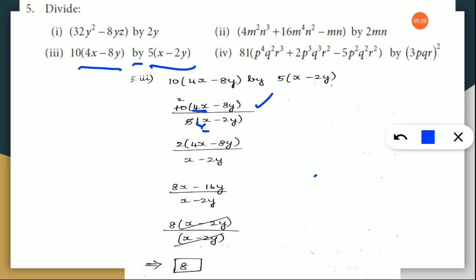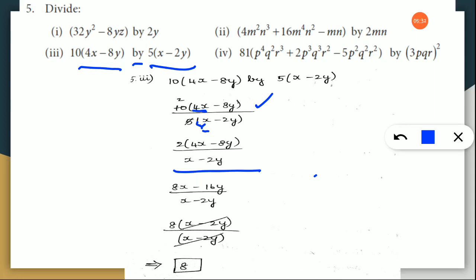Clear with that concept? Since the bracket is here and the 10 value is here, in the same way, outside the bracket only 5 is there. That is why we are cancelling this 5 and 10. Okay, children? Now, 5 and 10 is first cancelled. So, we will get 2 here and then 4x minus 8y divided by x minus 2y. This is the answer that we get as of now.